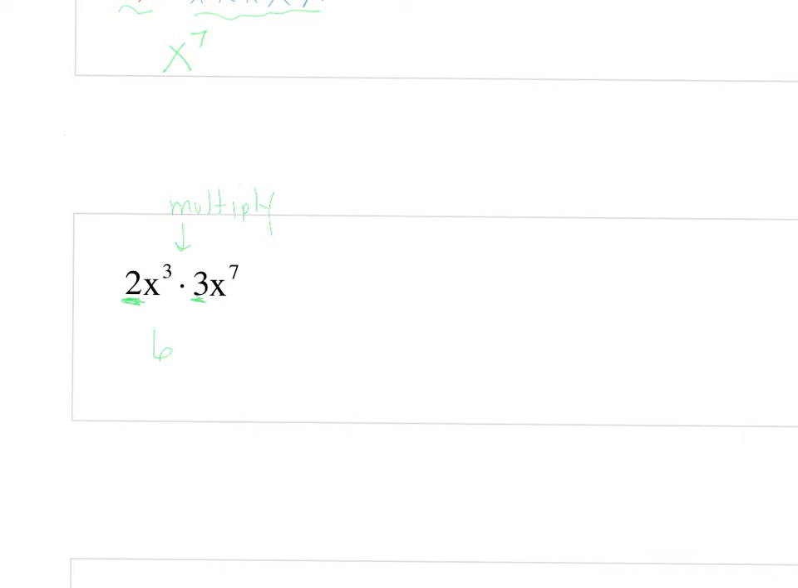And then if we look at our bases in x, so we have like bases, and we have x to the third. You can visualize there'd be 3 x's there, and x to the seventh, there would be 7 x's there, and so that means that altogether we would have 10. So our simplified expression would be 6x to the 10th.